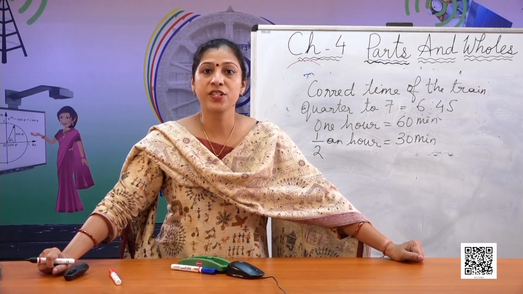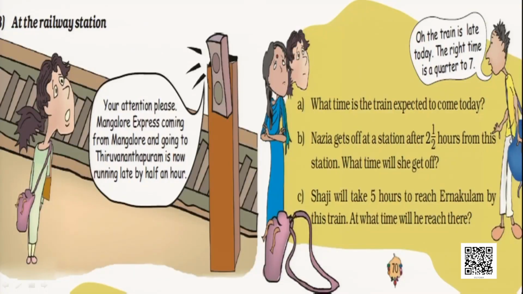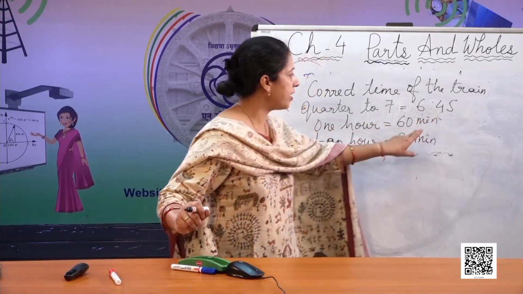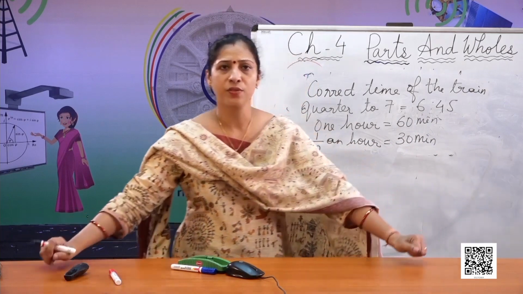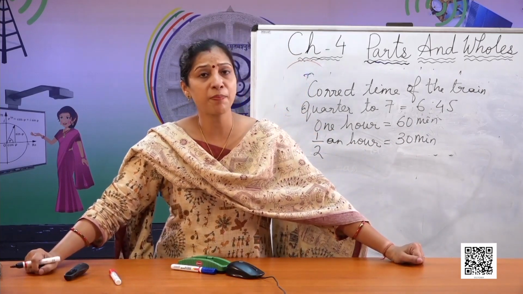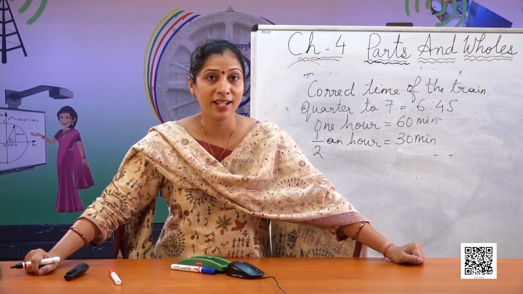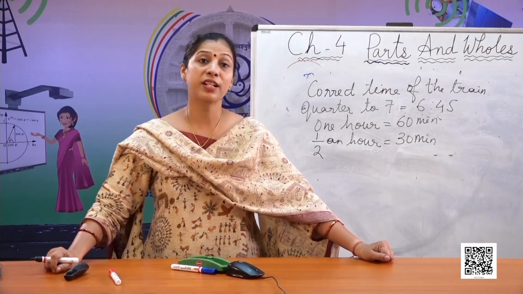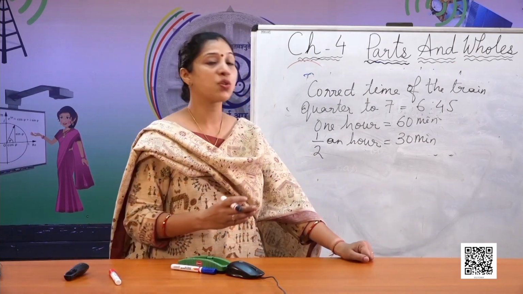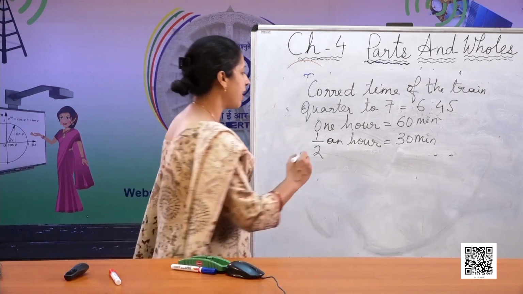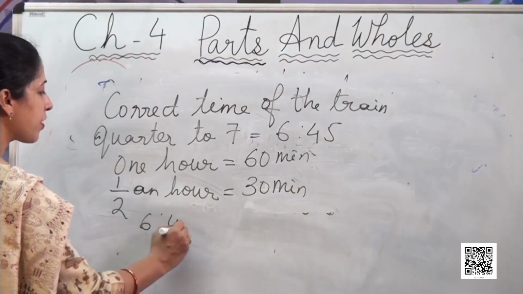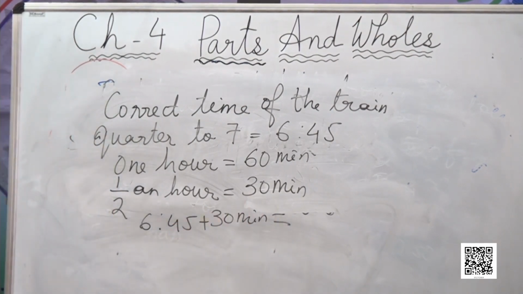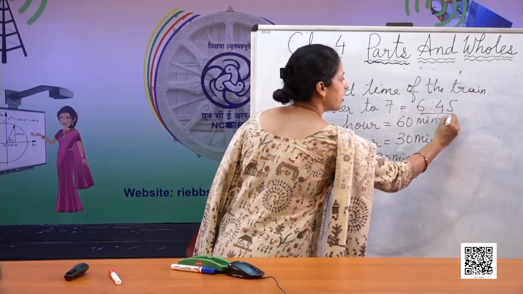So, what time is the train expected to come today? How will you find out if something is running late? The correct time is this and it is running late. So, what will we do? Should we add or should we subtract? Think, children. Yes, children, we will add. Now that it will come late, it will come after the given time. So, we have to add 30 minutes to 6:45, which is equal to 7:15.